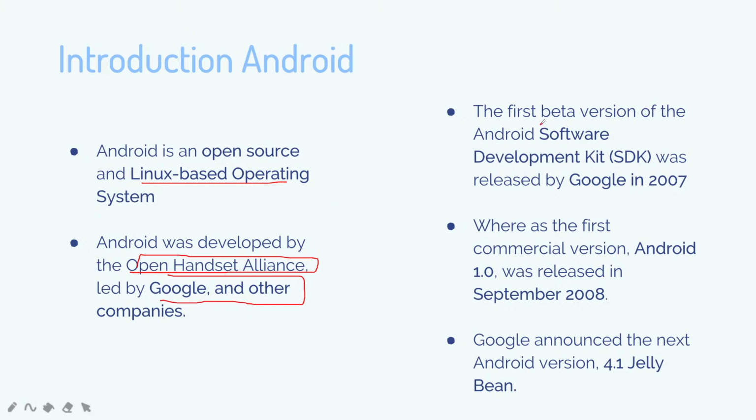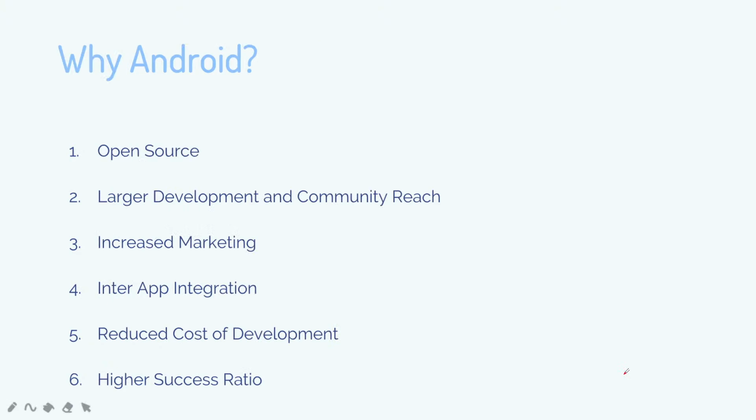The first beta version, the software development kit, that is SDK, was introduced by Google in 2007. The commercial version, that is the public version everybody can use, was introduced in September 2008. Later, Google announced the next Android version, 4.1 Jelly Bean.